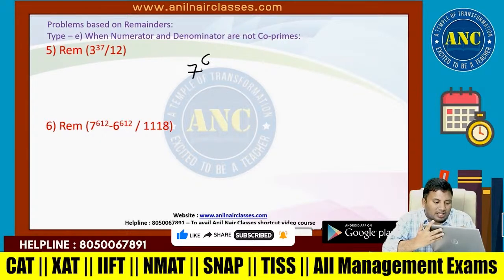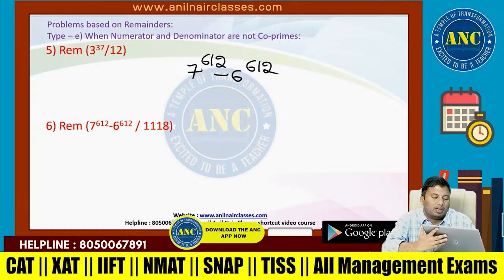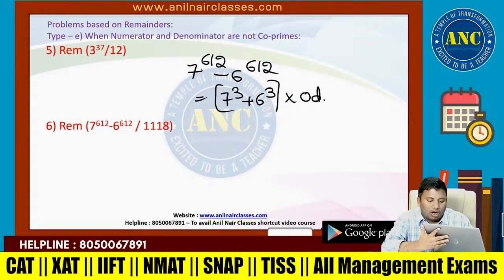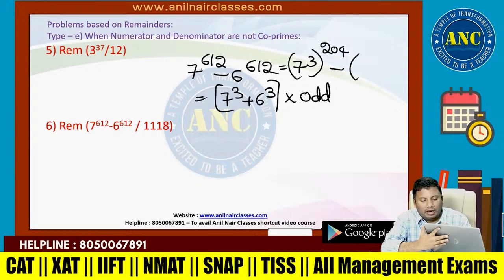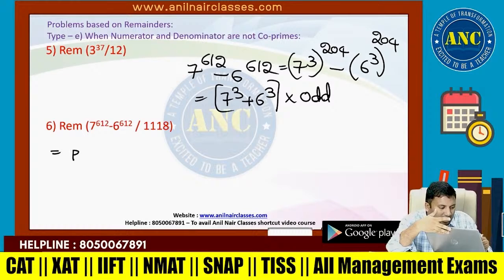7 power 612 minus 6 power 612. These are nothing but 7 cube plus 6 cube into an odd number. These are nothing but 7 cube power 204 minus 6 cube power 204. A power n minus b power n is divisible by a plus b. Why am I writing like this?